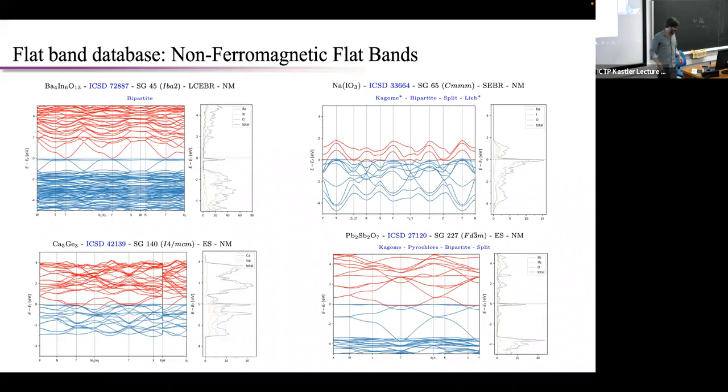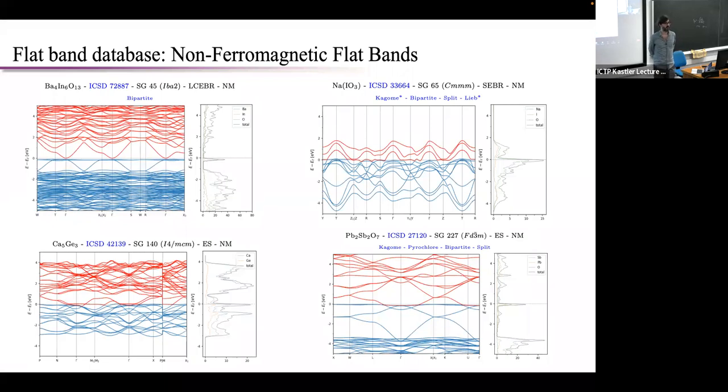Of course, DFT needs to be rechecked. This was a high throughput calculation, and these are complex materials. But these are the type of materials that are, for example, not known to be magnetic. This is NM in the database, which means non-magnetic, that have flat bands that could potentially host more interesting states than just flat band ferromagnets. Yes?